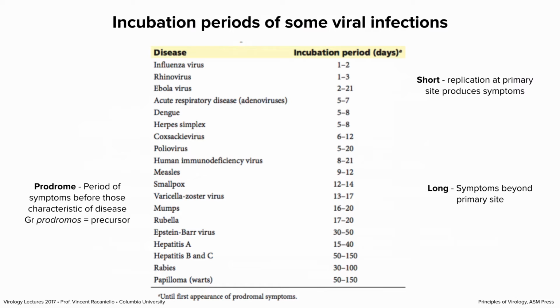Now on this table, the incubation period in days has a letter A that refers to until first appearance of prodromal symptoms. What is a prodromal symptom? Well, that is defined as the period of symptoms before those characteristic of the disease. For example, a characteristic of measles is the formation of a rash. So the time in infection up until that point is the prodrome. It comes from a Greek word, prodromos, meaning precursor.